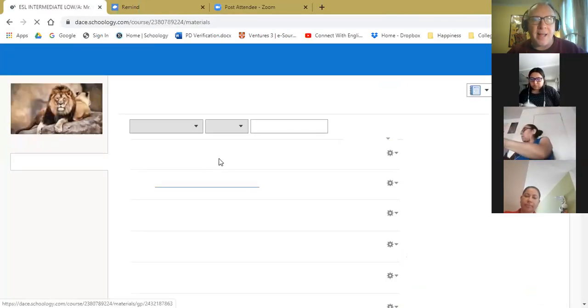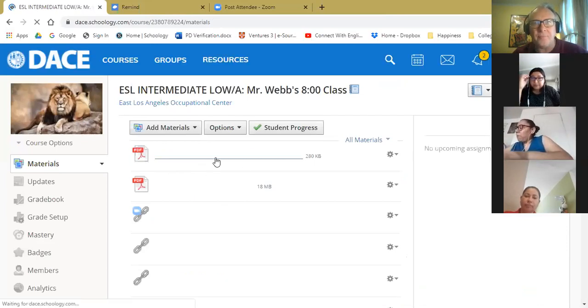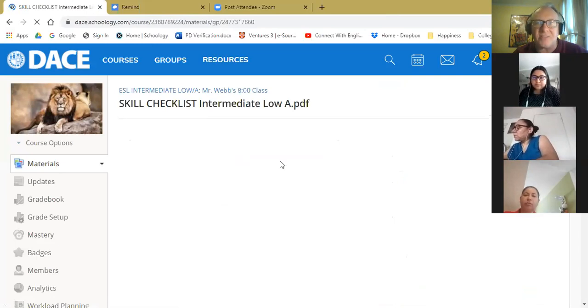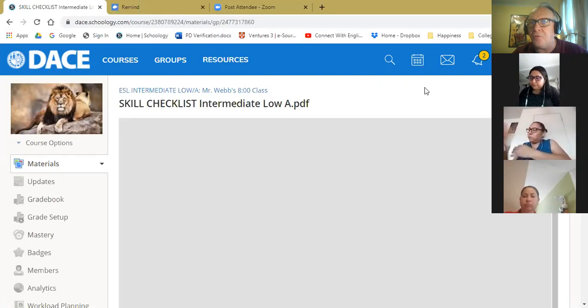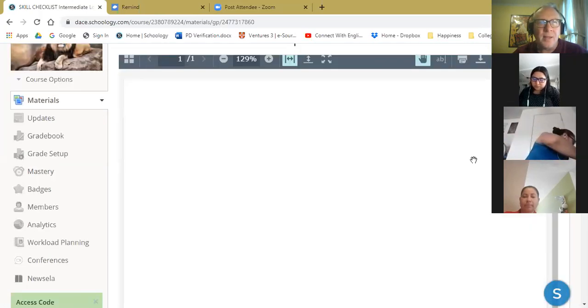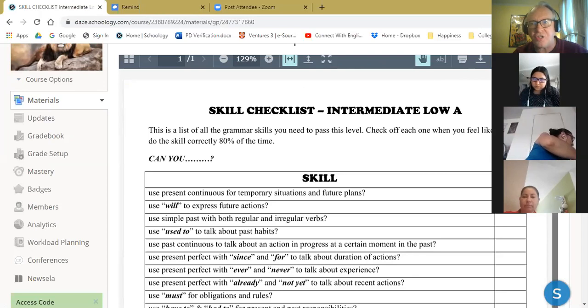All right, so here's my Lion class, and the very first page says skill checklist. You can download it from here. But since you asked, I will send everybody one today for both level 2, 3A, and 3B. Schoology is an app, yes. That way my son can help me.